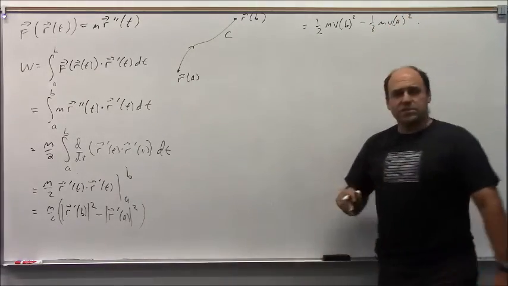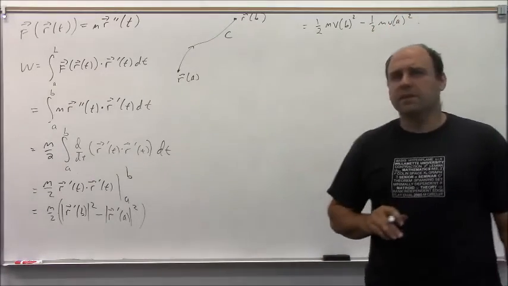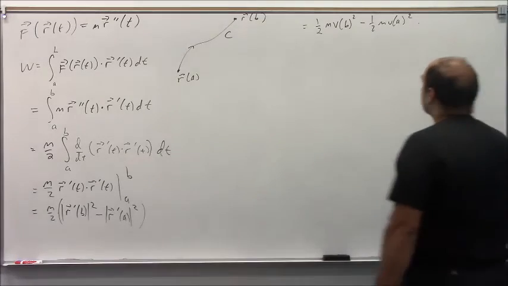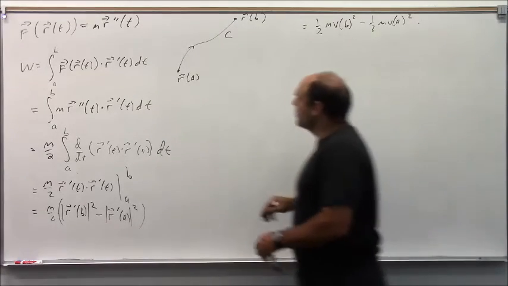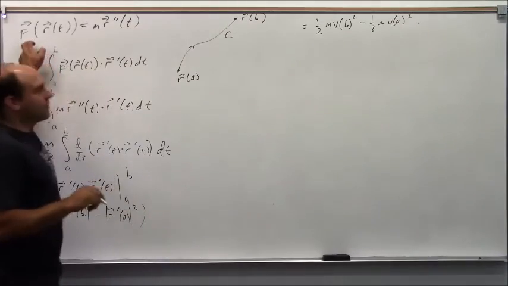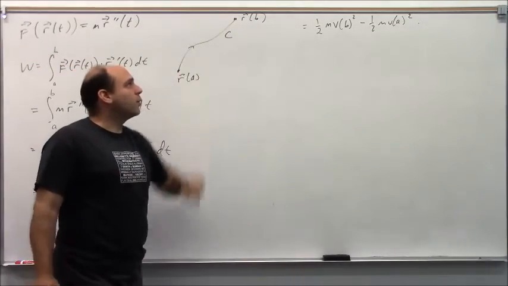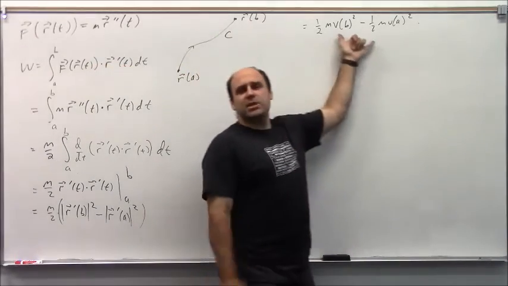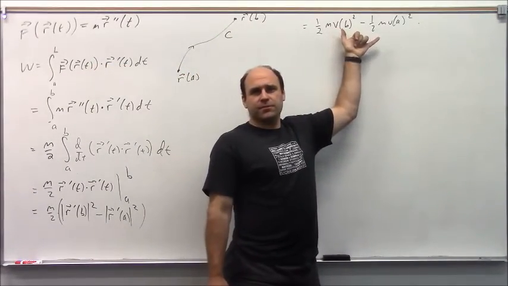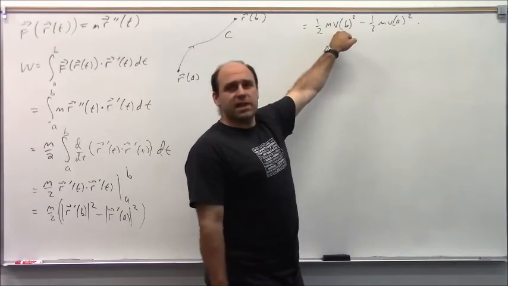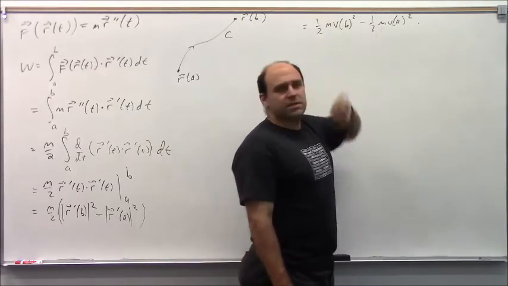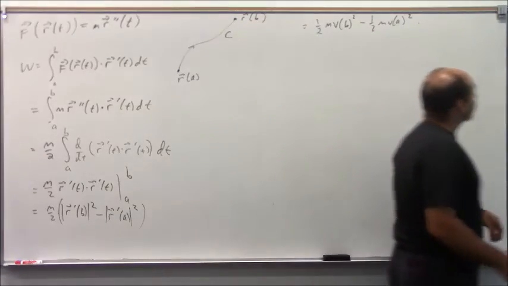You remember from physics 1/2 mv squared as the kinetic energy of a particle? So what this tells me is the work done by F in moving my particle from the beginning point to the ending point is equal to the change in kinetic energy. Right? Here's my kinetic energy at the end, here's my kinetic energy at the beginning, and I have subtracted them.